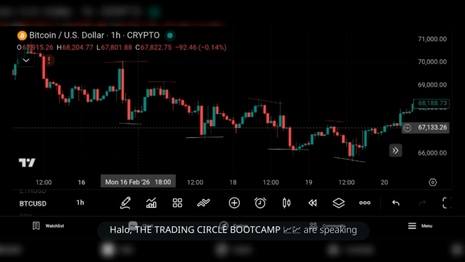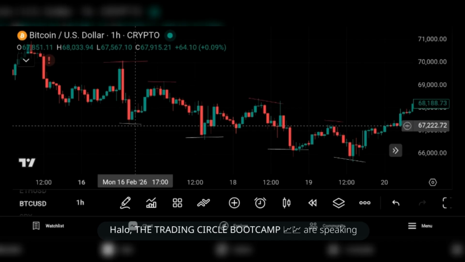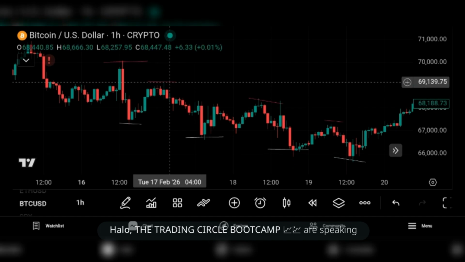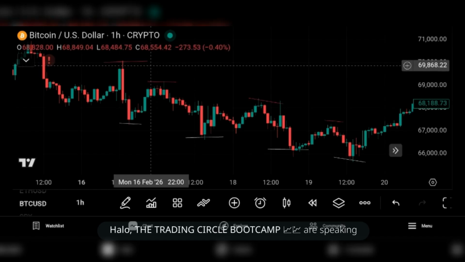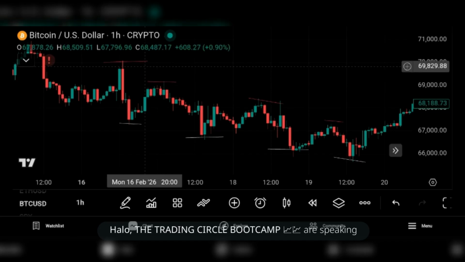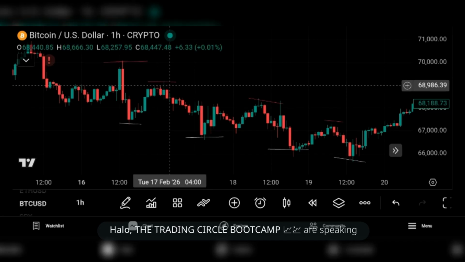Now from this place, buyers get into the market. They buy, it goes up, it stops here. Now notice that it doesn't go above this. It stops here below it, making this a lower high. This is the first high. This is a lower high. This is our first low.